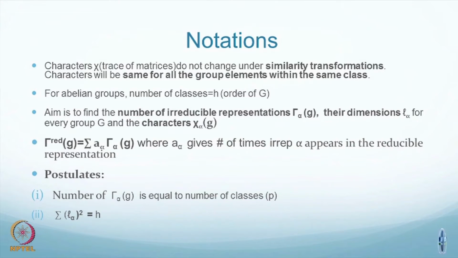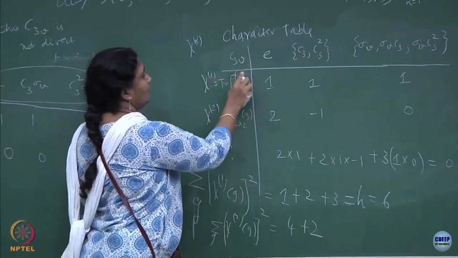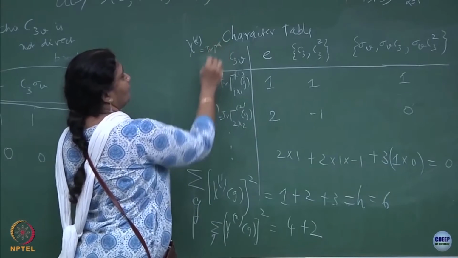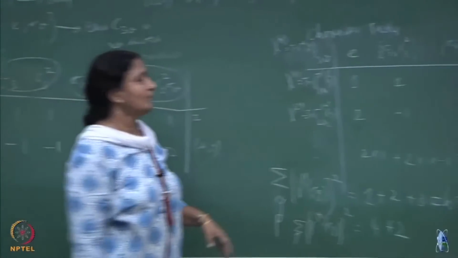What is our aim? The aim is to find the number of irreducible representations, this set, this list. Is it only 2 irreducible representations or more? I need to find that. I also need to say that this one was a 1 cross 1 matrix, this one is a 2 cross 2 matrix representation and so on. That information I also have to give. I am going to use the notation gamma alpha, where alpha is 1 for this one and 2 for this one. This is the notation I am using.